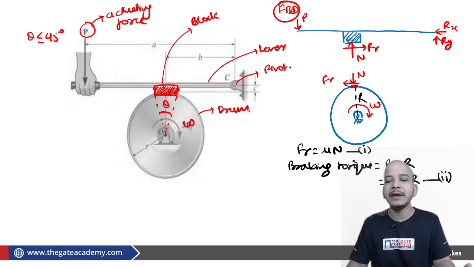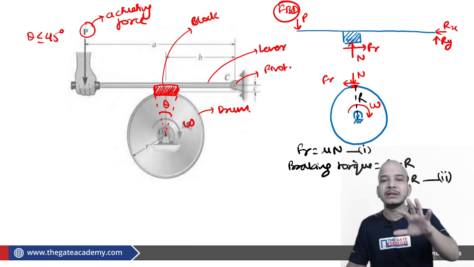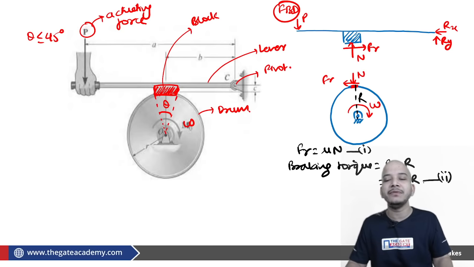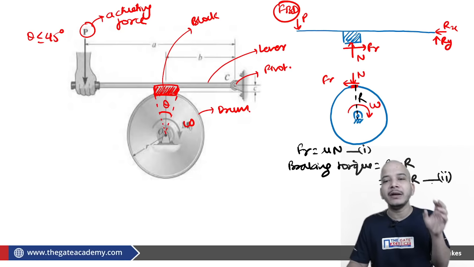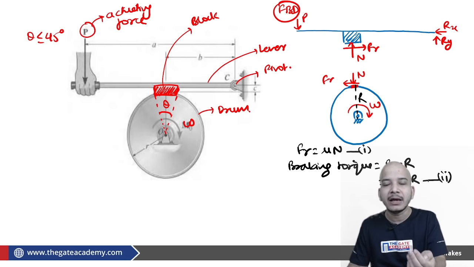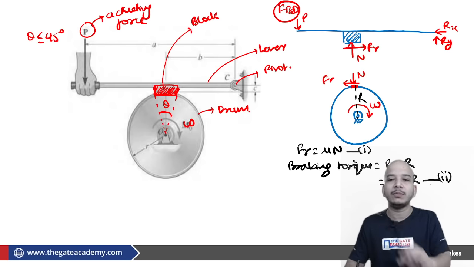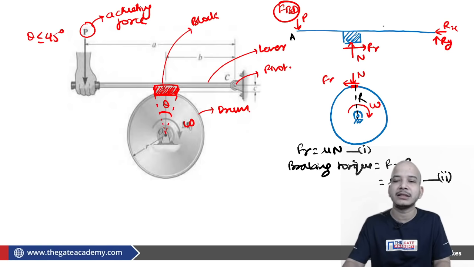After that, if someone asks what is the relation between normal action and actuating force and how we are going to determine it, it is not possible to determine it with the help of the FBD of the drum. It is only possible to determine the relation between normal reaction and P with the help of the FBD of your block lever arrangement. Say this is A, this is C. So from the FBD of the block lever arrangement only, it is possible for you to determine P.